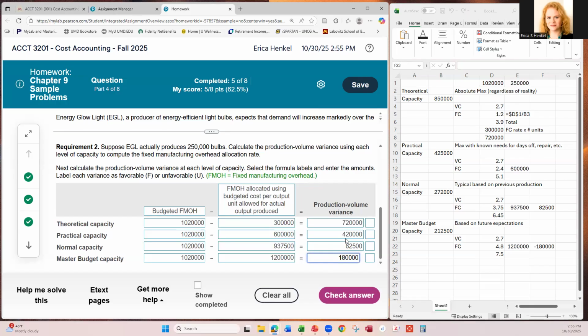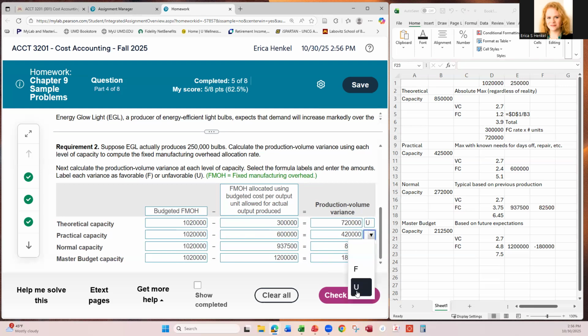Okay, so is it favorable or unfavorable? Well, if we allocate out less, we're under allocating, therefore it is unfavorable. So under allocated, unfavorable, again, under allocated, again, the amount allocated is less, so under allocated. And then here, we are allocating out more, so that one is going to be favorable.